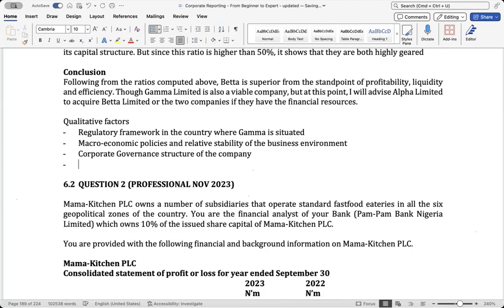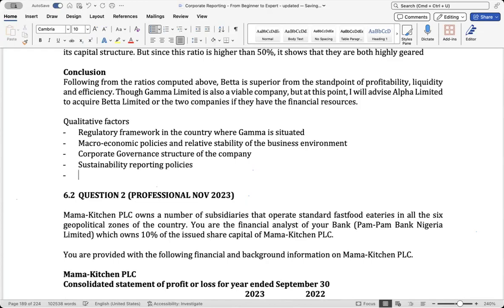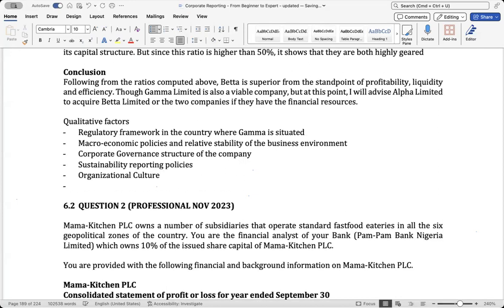Other qualitative factors, I would probably consider their sustainability reporting policy. I would even want to consider their organizational culture. I would consider, which one again? Nobody is helping me. Okay, market and competitive landscape. What does that mean? But I'll write it.